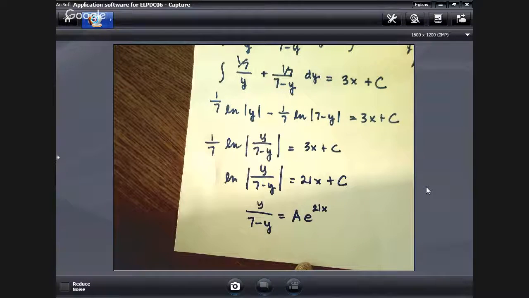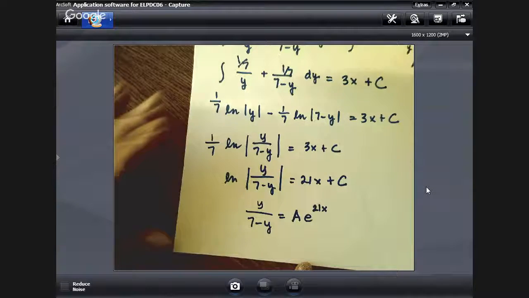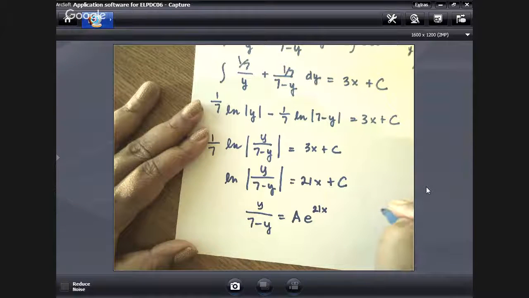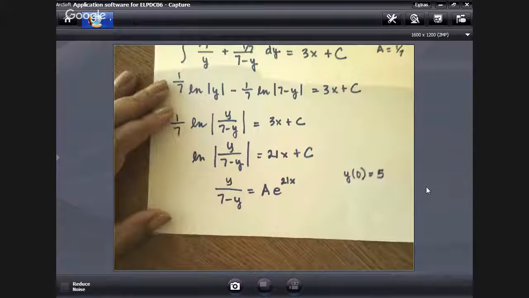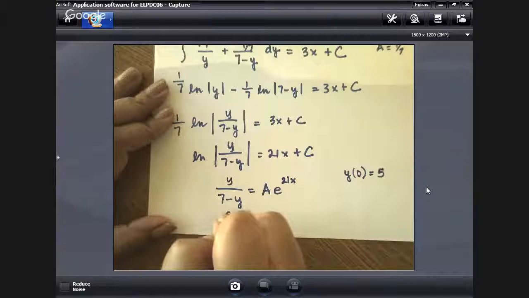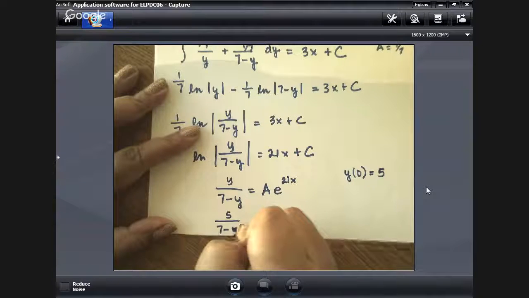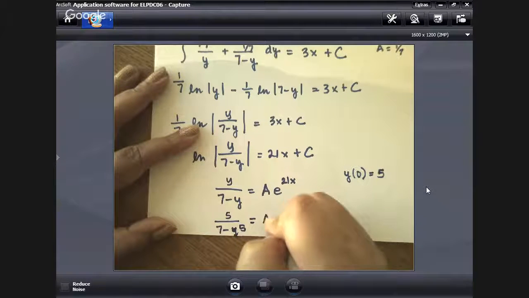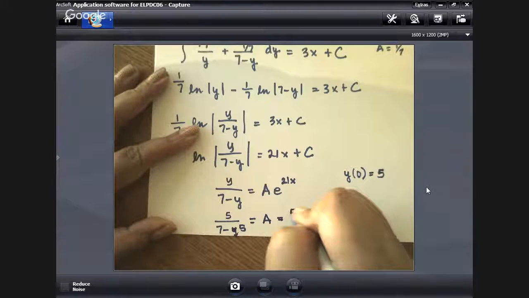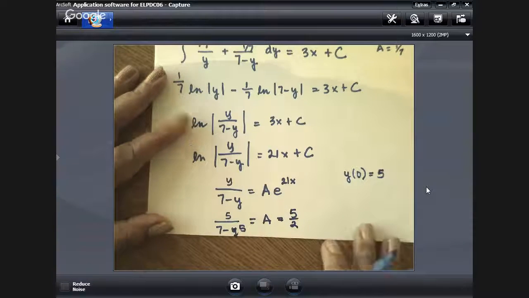If I had an initial condition, I wonder if I could make something up that would make sense. I'm kind of scared. Let's say that y of 0 is 5. Something easy to do here. So if y of 0 is 5, I'm going to put 5 in for y and 0 in for x, so that's a. So a is going to be equal to 5 halves.